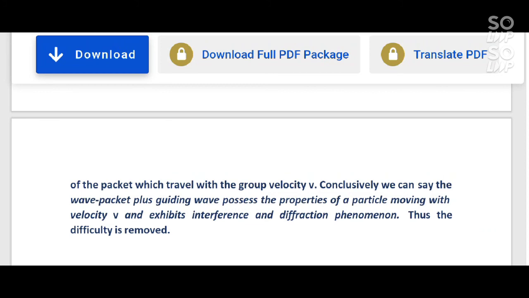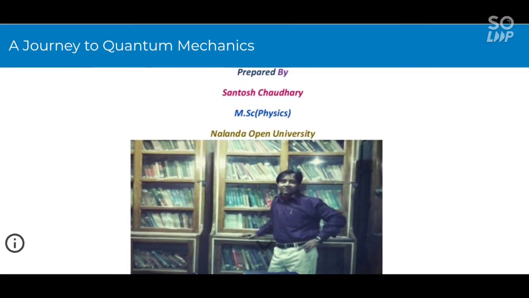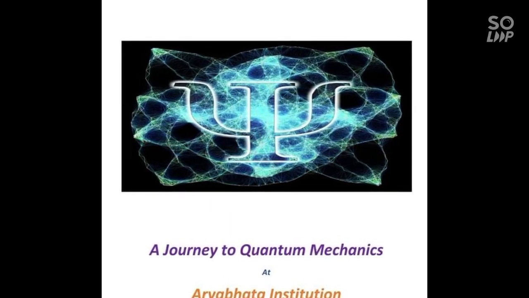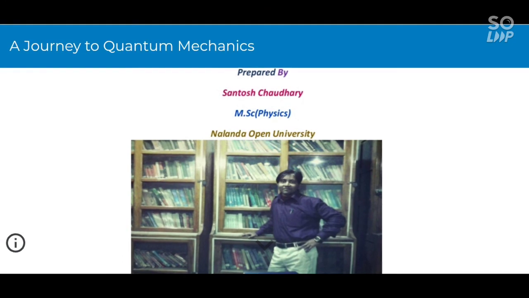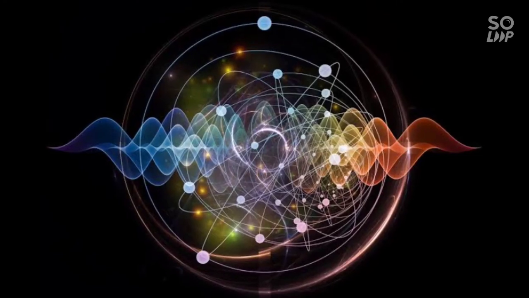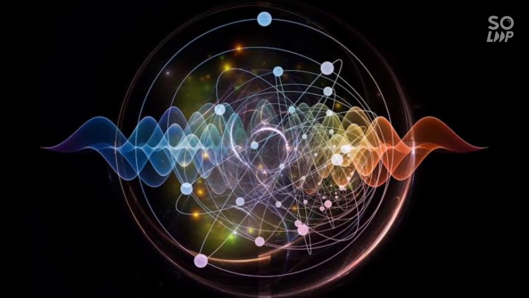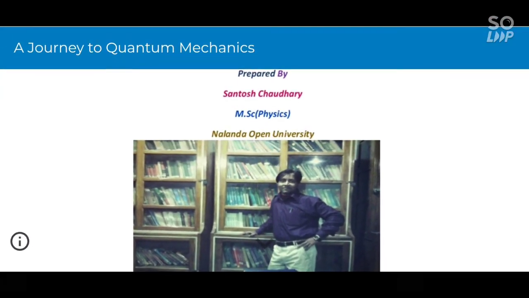Conclusively, we can say the wave packet plus guiding wave possess the properties of a particle moving with velocity v and exhibit interference and diffraction phenomena. Thus, the difficulty is resolved. So, I hope, dear friends, you have understood the wave packet and how the difficulty in assuming a single wave as a particle was resolved.